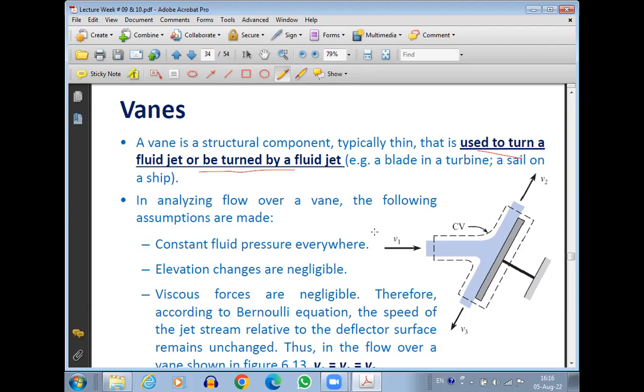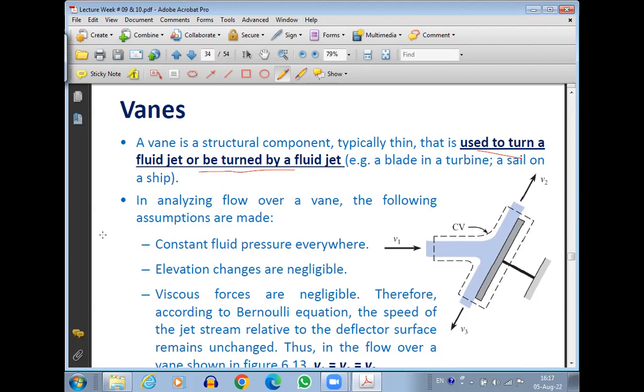It is positioned in such a way that whenever the fluid is flowing through it, it is redirected to whatever place you want it to move. So this is what it is. A vane is a structural component, typically very thin. If you look here, the blade of the fan is thin. If you look there, the vanes of the indoor unit of the AC are thin. They are typically thin, and are used to turn a fluid jet. That's the main objective. You want the fluid jet to be redirected, or to be turned by the fluid jet. Sometimes they get turned by the fluid jet as well.